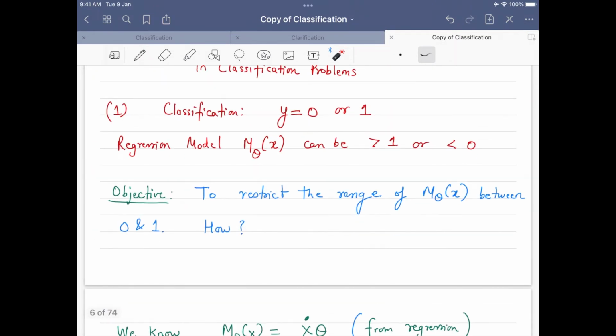The first thing is that our model which we are using through regression is giving us a value which is greater than 1, or it can also be less than 0, as I have shown you in the image before.